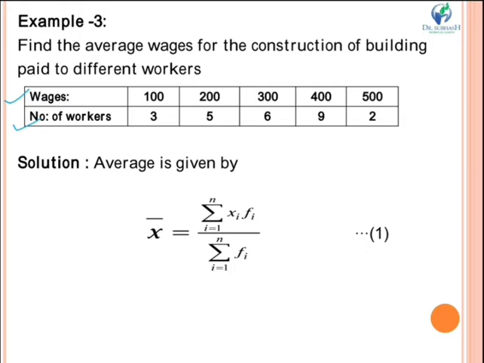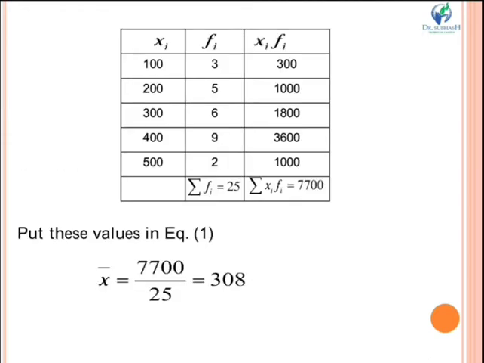So xi and fi are given to us. Then the average is given by x bar equal to summation xi fi upon summation fi. Now first we'll make a table because we need the value of summation of xi fi. So the first column is the values given to us of xi.